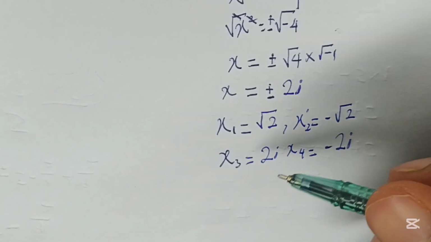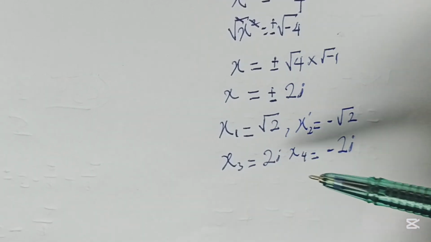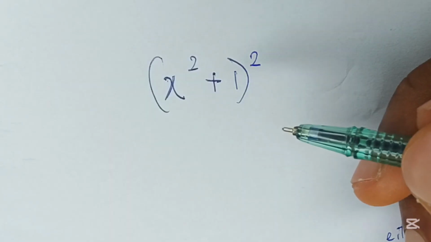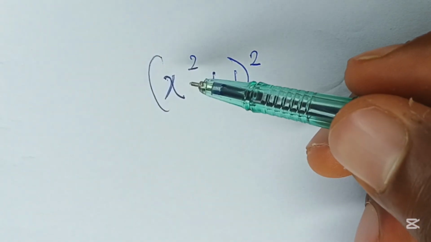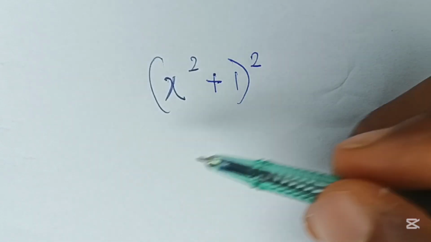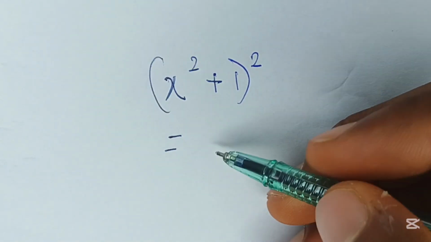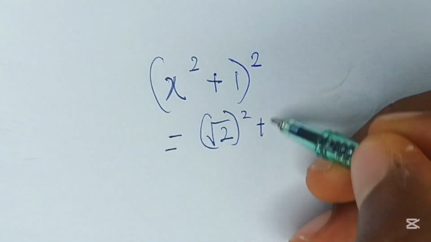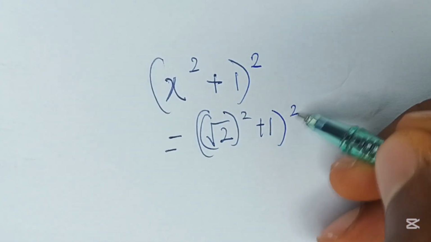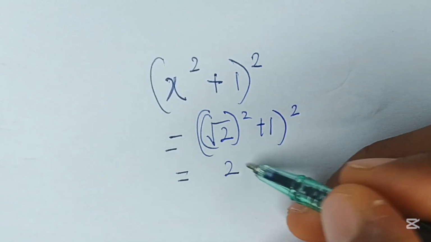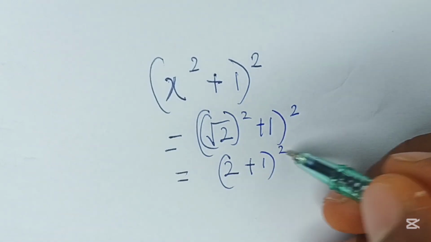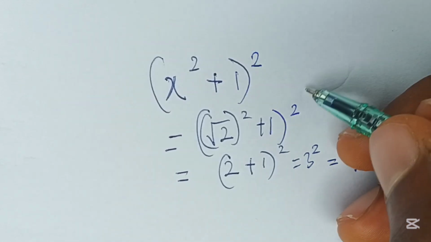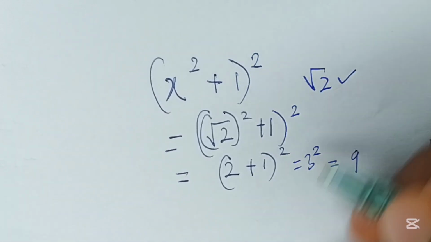Alright, hence from here, let's now test the values and check the ones that satisfy this equation. So the question says (x squared plus 1) all squared. Now for the first answer that we had, root 2, we have (root 2 squared plus 1) all squared. This is equal to (2 plus 1) all squared, which is equal to 3 squared, which is equal to 9. Okay, so root 2 is a correct answer.